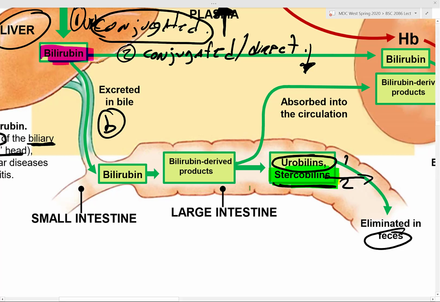Stercobilin, stercobilinogen in Spanish. I don't know the other way of applying it in English. But stercobilin means that it is the one that colors your what? Your food. Feces. That's what colors your feces. Stercobilin colors your feces. Stool sounds better. Stools.